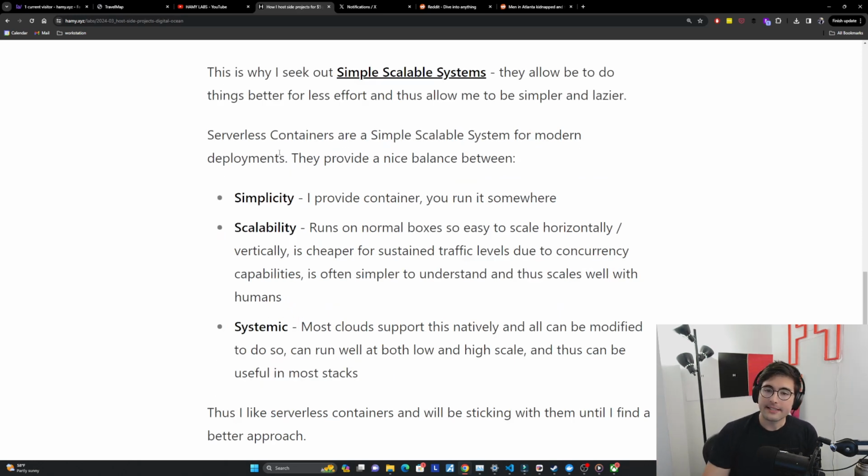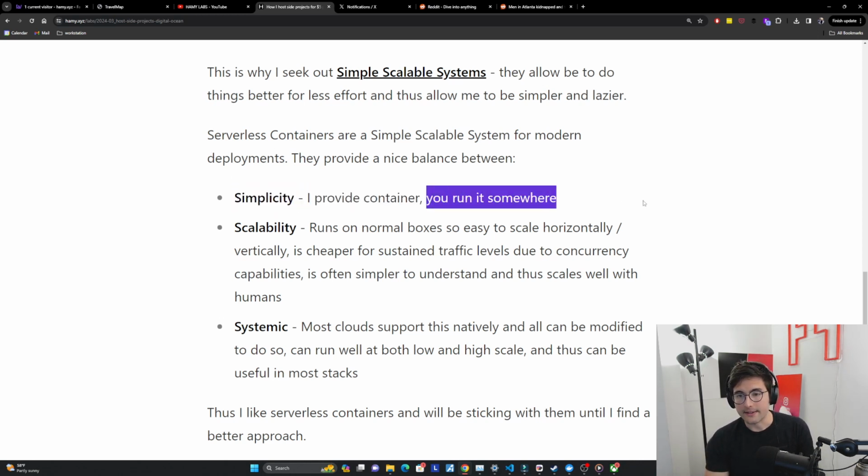And so serverless containers are a simple scalable system for modern deployments. They provide a nice balance, again, between simplicity. I just provide the container and then you run it somewhere. And again, this is good for deployments because I'm running my dev things in containers. So it's very easy to just send it to prod with limited changes and it'll work, especially on moduliths where you only have like 1 or 2 containers to worry about.